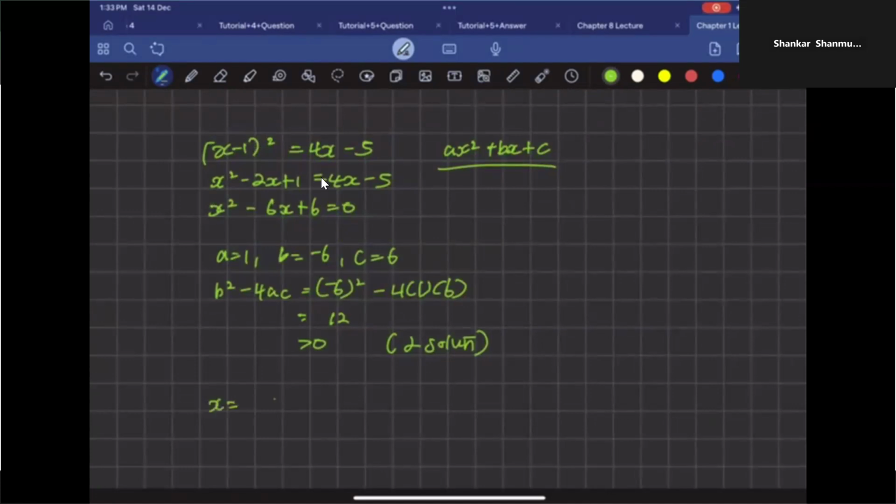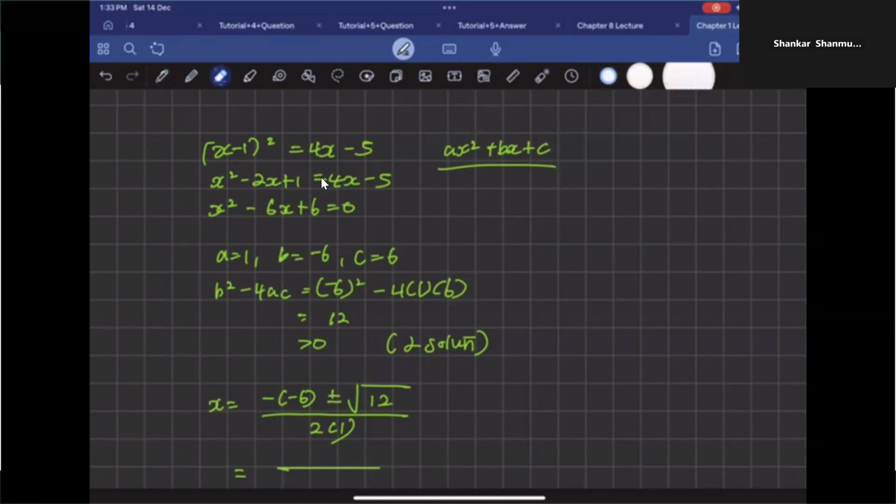X is actually equal to minus b. So minus times minus 6 plus or minus root of b squared minus 4ac. We found out earlier that it's equal to 12, over 2 times 1. And then you can simplify to get your final answer. Okay? So this is how the formula method works. And that sums up this method. Thank you.